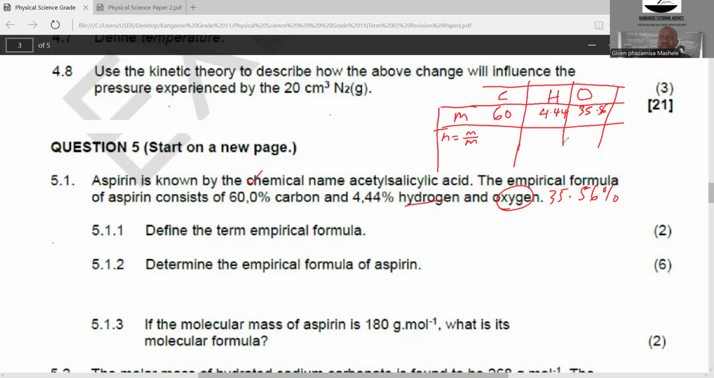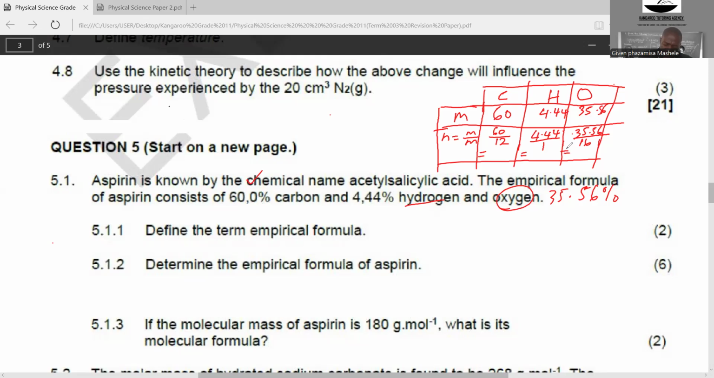Now we have to calculate the number of moles of each. For carbon, the mass is 60, and the molar mass of carbon is 12. The same applies: the mass of hydrogen is 4.44, and the molar mass is 1. And the mass of oxygen is 35.56, and the molar mass is 16 from the periodic table. So now we can determine the number of moles of each.